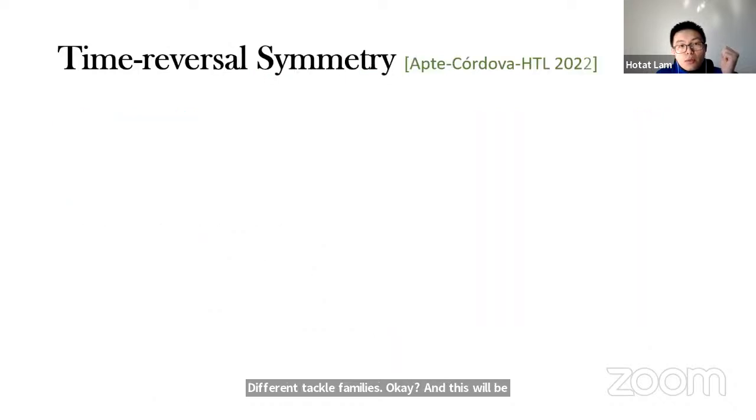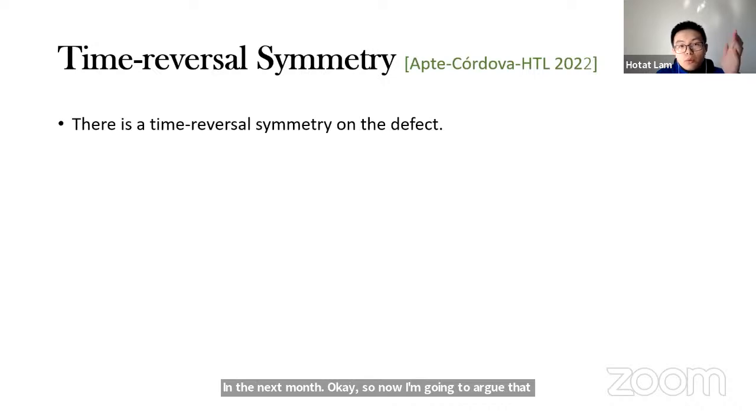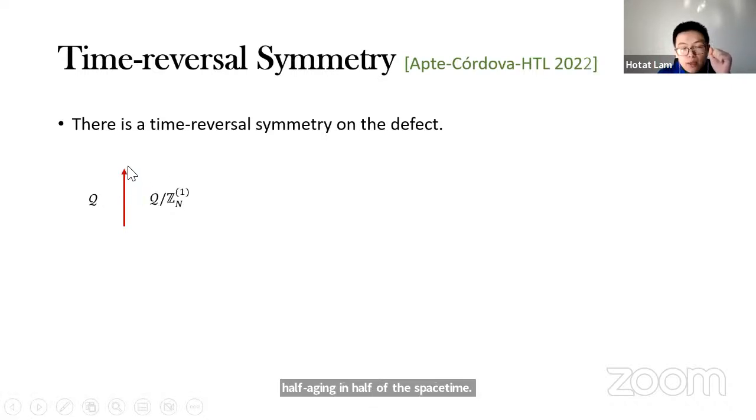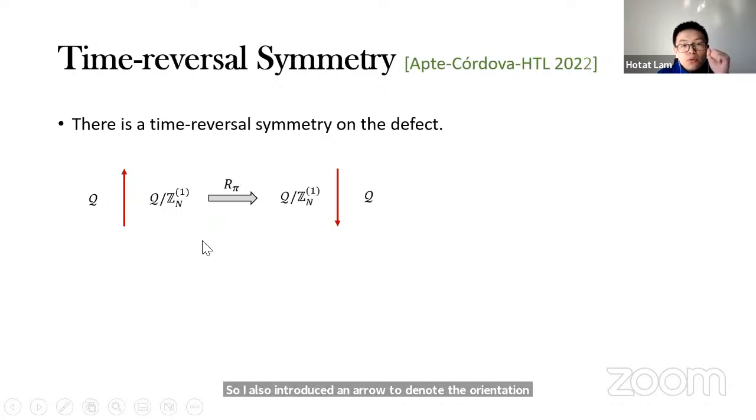So now I'm going to argue that there's actually secretly a time reversal symmetry on the duality defects. So how does it work? Let's first imagine that we insert a symmetry defect somewhere. That means that we're doing half gauging in half of the spacetime. I also introduced an arrow to denote the orientation of this defect. Good. Now we can first do a 180-degree rotation to exchange the left and right. When we exchange left and right, we also change the orientation on the defect.